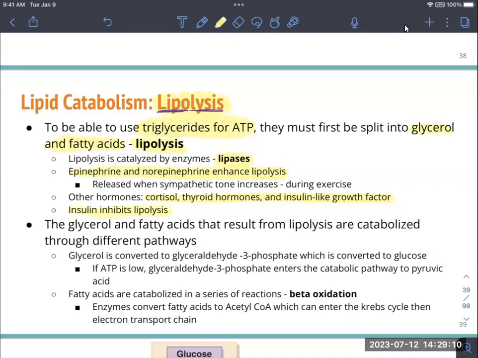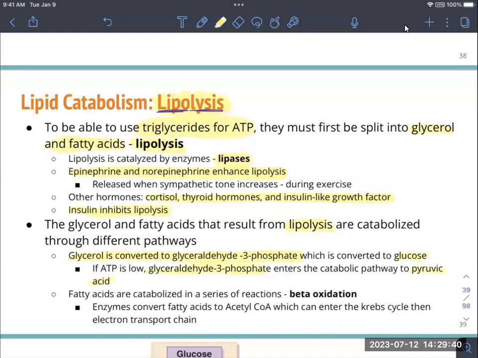So that glycerol and those fatty acids that we are left with after that lipolysis, they are broken down themselves. So glycerol gets converted into glyceraldehyde 3-phosphate, which gets converted to glucose. So if our ATP levels are low, this glyceraldehyde 3-phosphate enters this pathway to get to pyruvic acid.